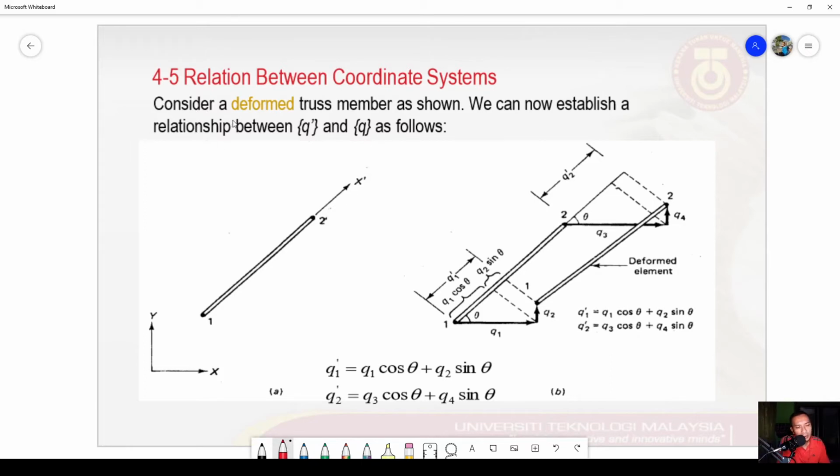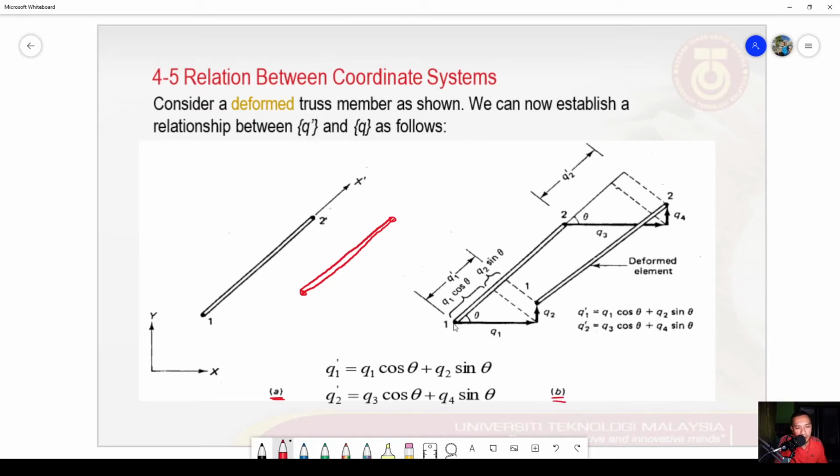So let us consider a truss member which is initially at rest, as shown by figure A here. Then this truss is under an external load applied to this structure. It will deform, moving from the rest or initial condition there, and now it moves slightly to the left and slightly upward, as shown by figure B there.